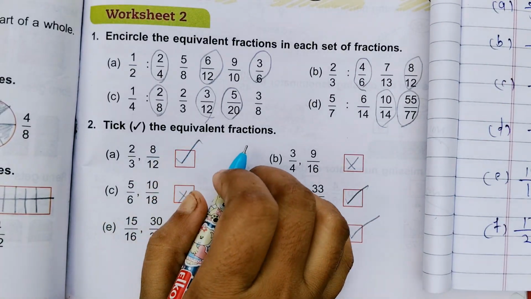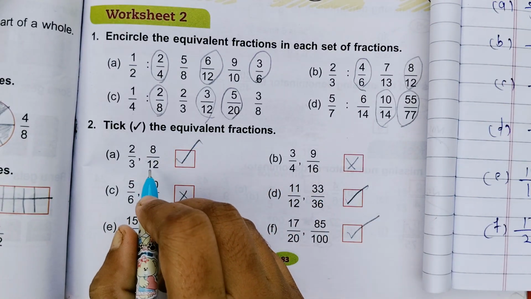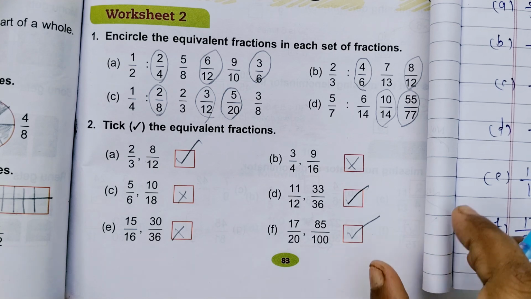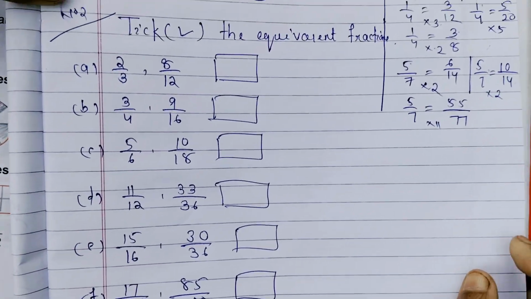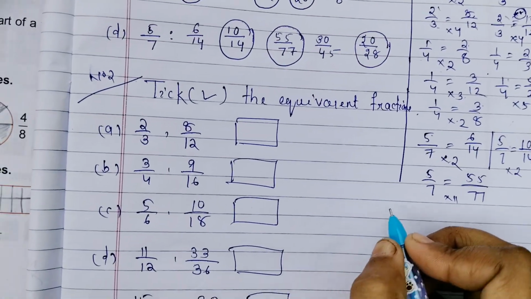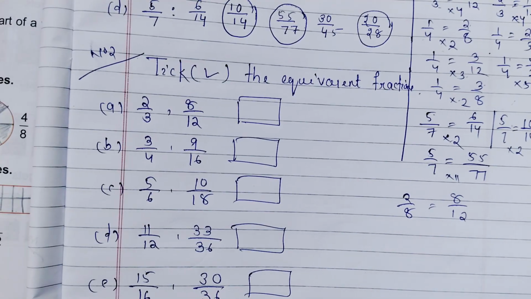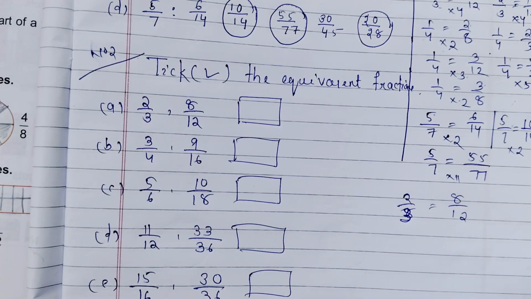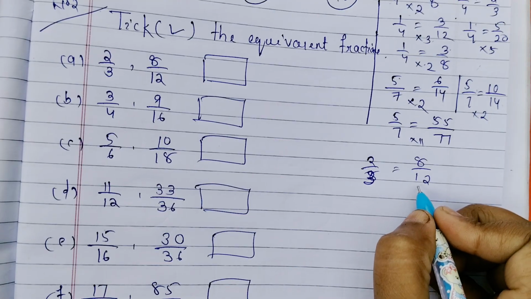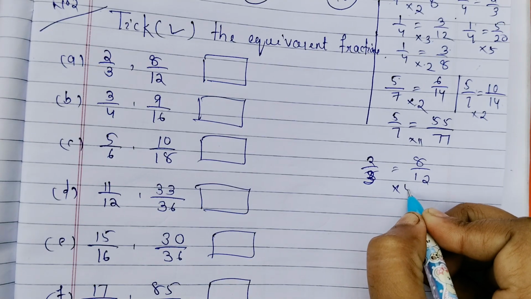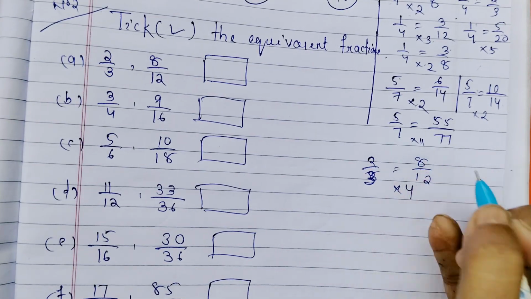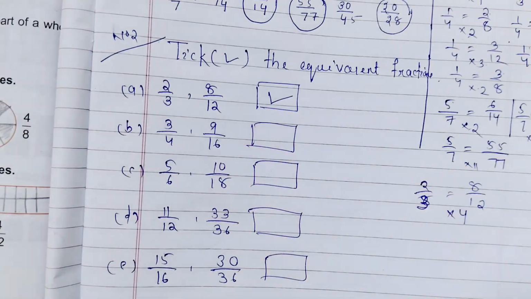Take the equivalent fractions 2 by 3 and 8 by 12. 2 by 3 and 8 by 12 is the equivalent function. First we see, 2 by 3 equal 8 by 12. 12 is divisible by 3. 3 times 4 is 12, then 2 times 4 is 8. So it is an equivalent function.